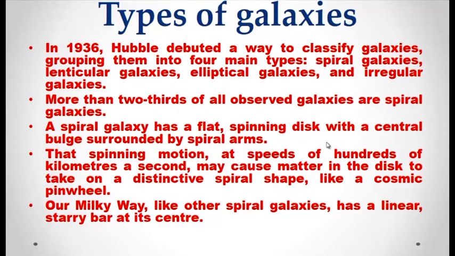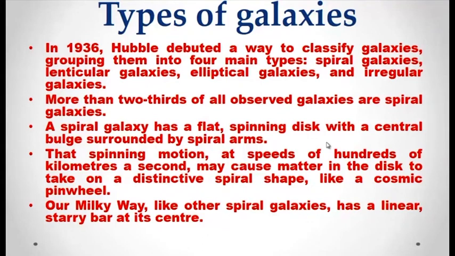In 1936, Hubble debuted a way to classify galaxies, grouping them into four main types: spiral galaxies, lenticular galaxies, elliptical galaxies, and irregular galaxies. Before the 20th century, we knew only our Milky Way galaxy. All other galaxies were termed nebulae by the astronomers. Only in 1936, Hubble gave a classification for the galaxies.